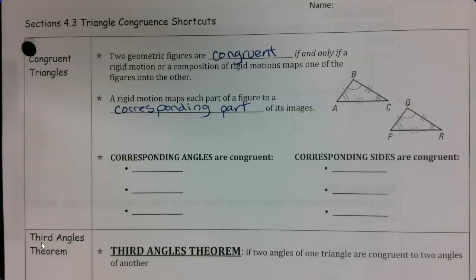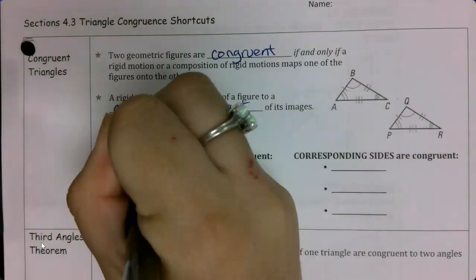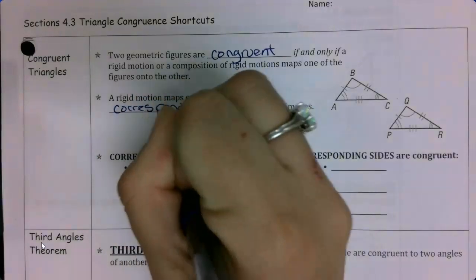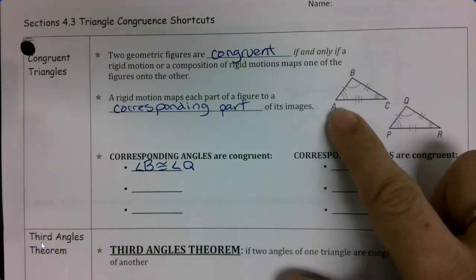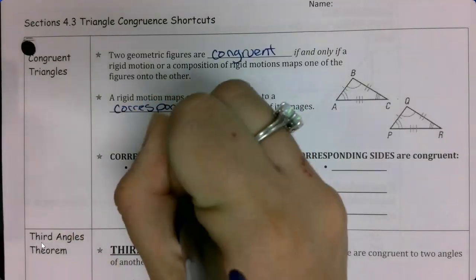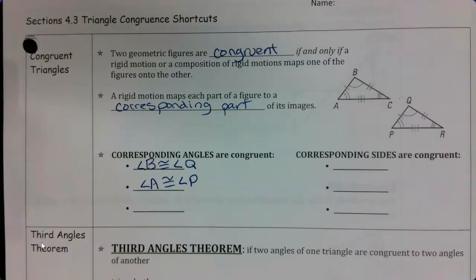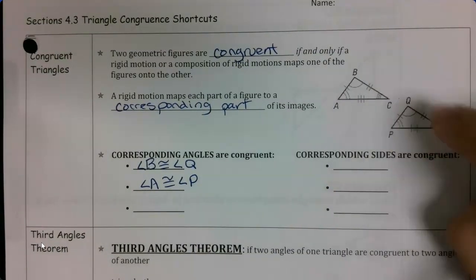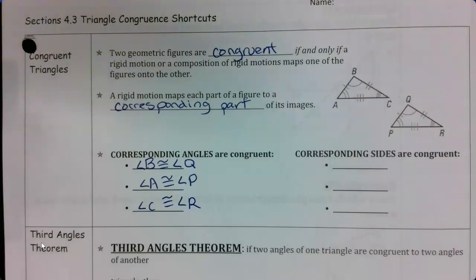So looking at this picture, I want to see which angles are congruent. I have one angle mark here and one angle mark here, so angle B and angle Q are congruent. Then I have two angle marks here and two angle marks here, so angle A is congruent to angle P. And then the three angle marks are C and R, so angle C is congruent to angle R.